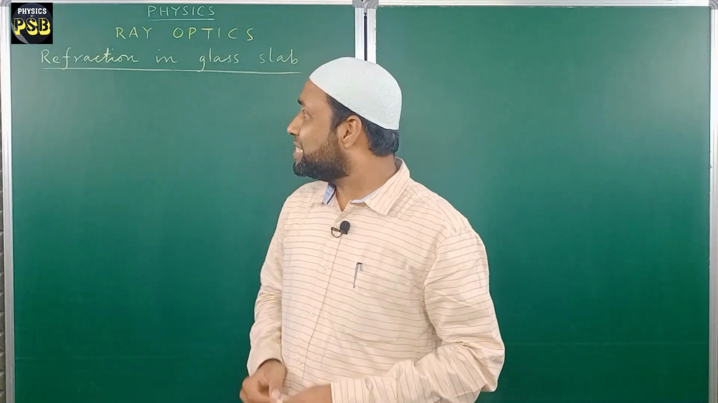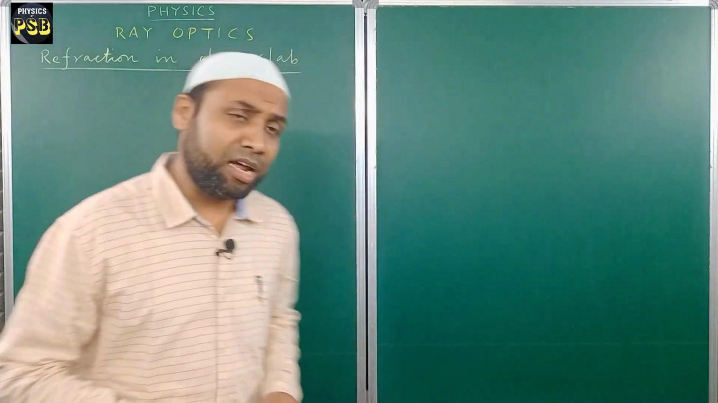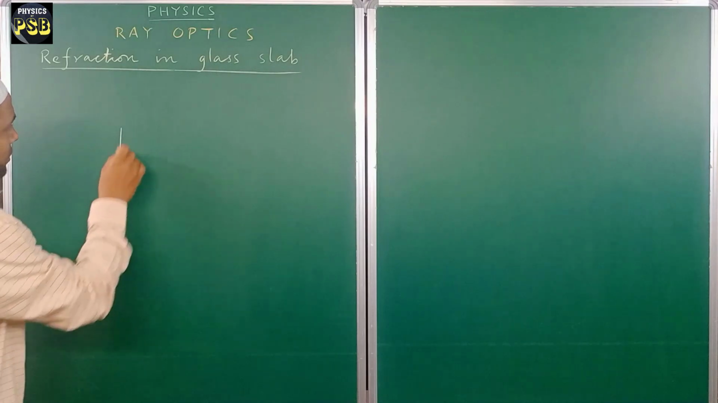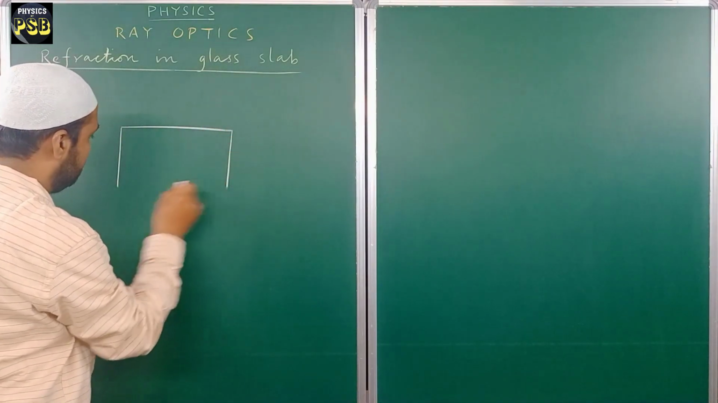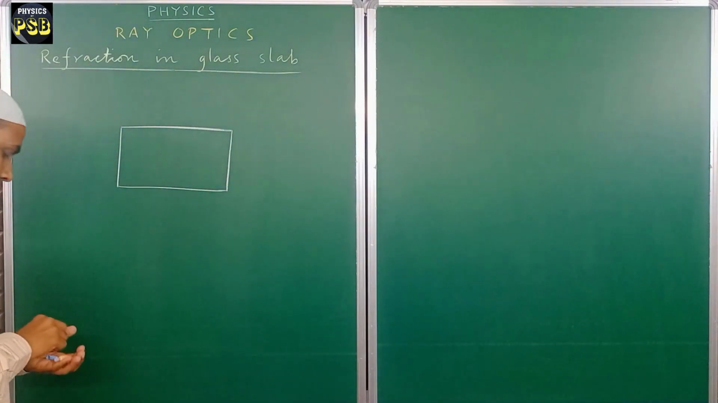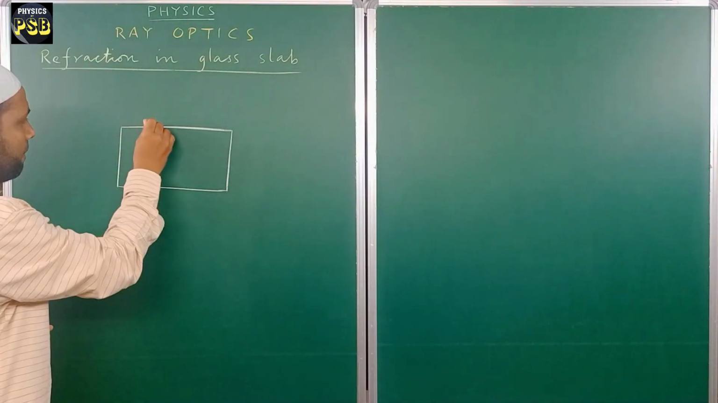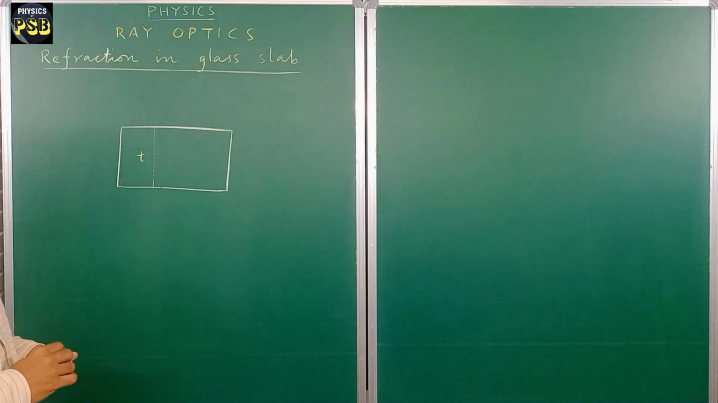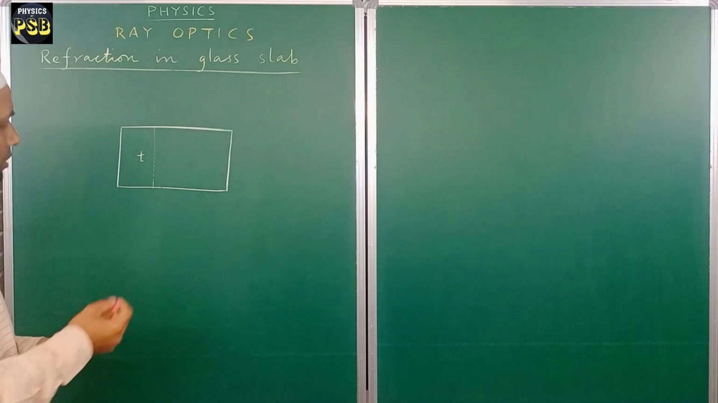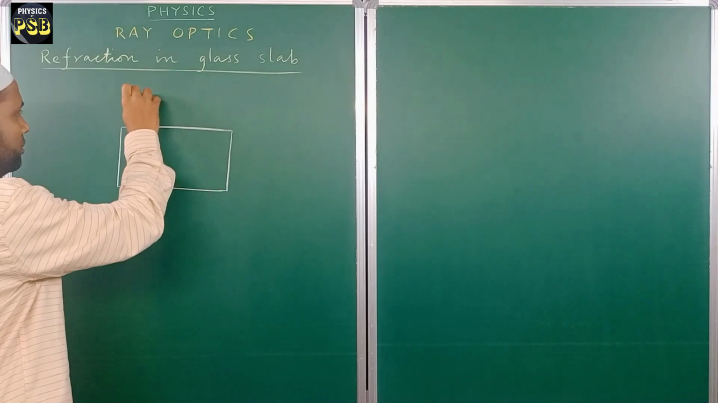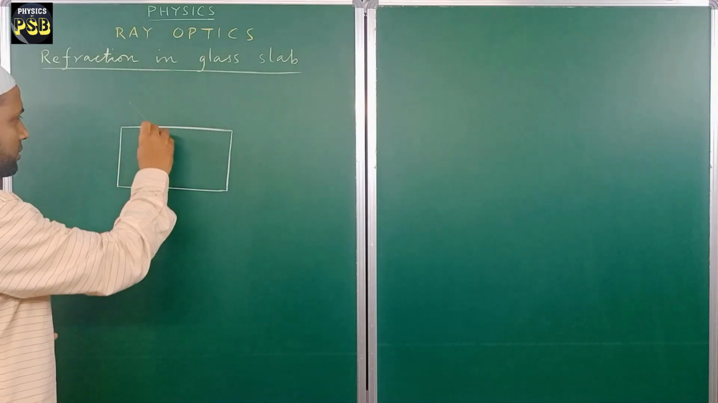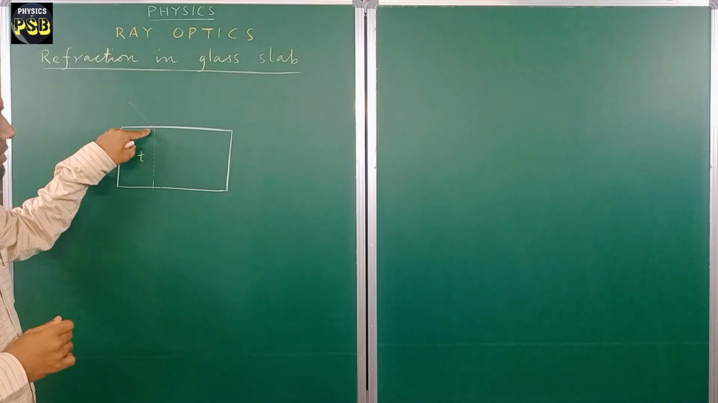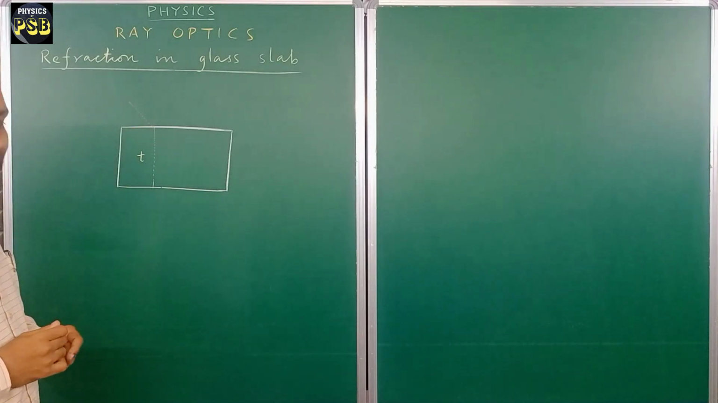Now, to discuss refraction in a glass slab, I consider a glass slab of thickness T. Let us consider this one as a glass slab whose thickness is T. Now, let us take for example a ray of light incident at this end of the glass slab.